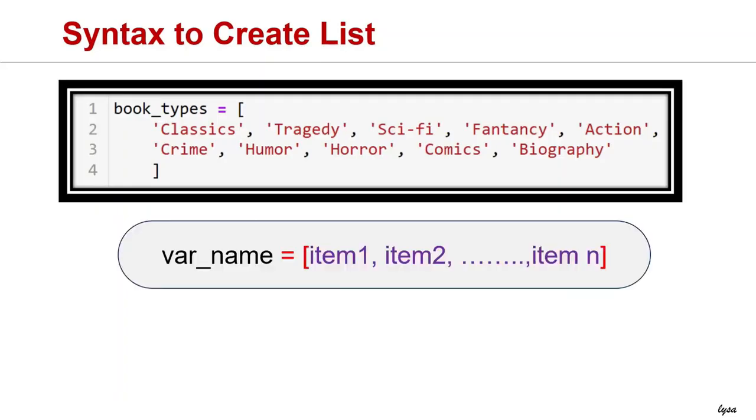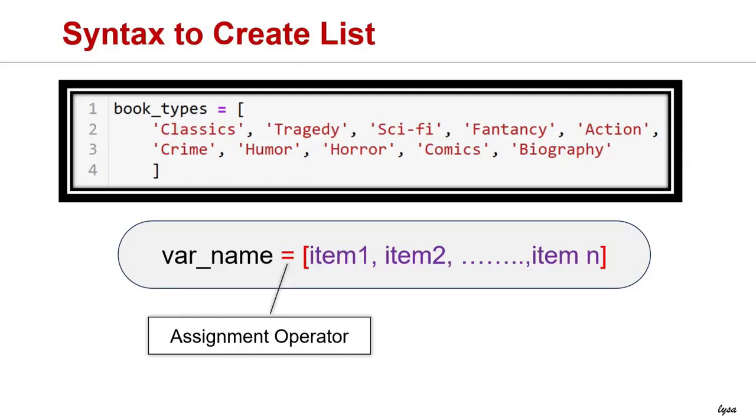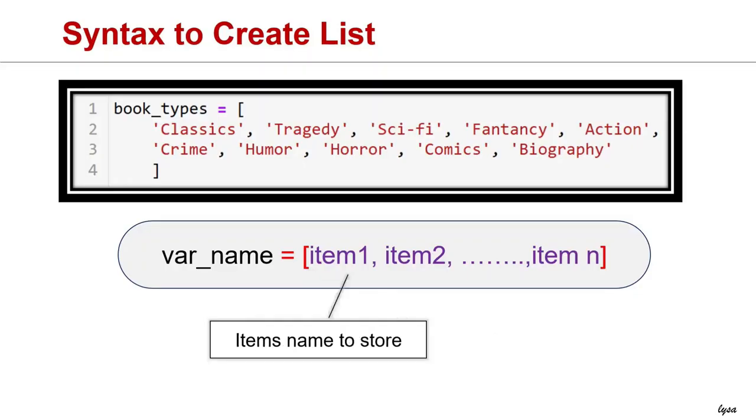So this is the general syntax of how to write a list. There has to be a name of a variable, followed by the assignment operator, followed by a square bracket, which is used to represent a list, followed by the list of items. As seen in our example, the name of the variable is book types. We have followed it with an assignment operator, and then within square brackets, we have written the items, classics, tragedy, etc.